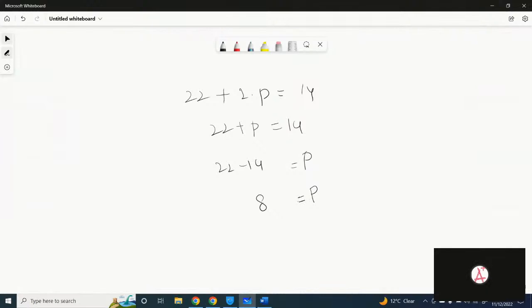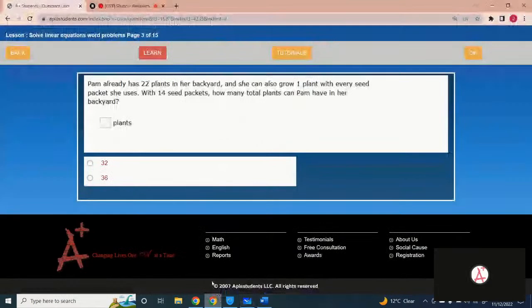That means with a pack of seed, he can make, wait, let me read the question again. Pam has already 22 plants in her backyard and she can grow one plant with every seed packet she uses. With 14 seed packets, how many total plants can Pam have in her backyard?